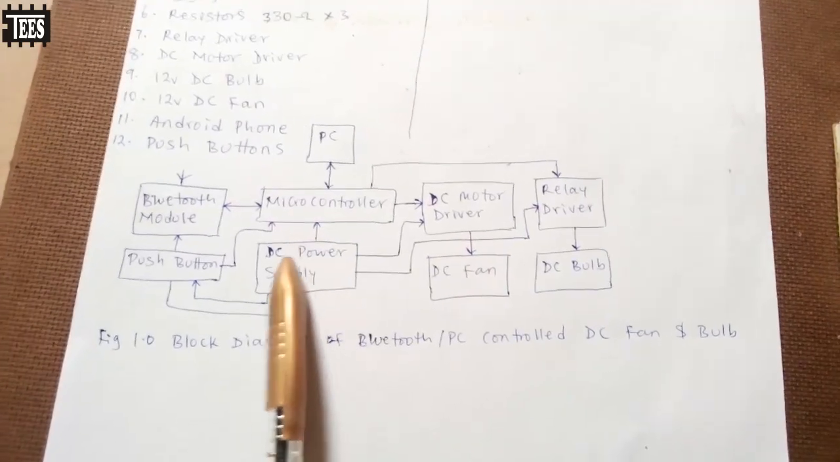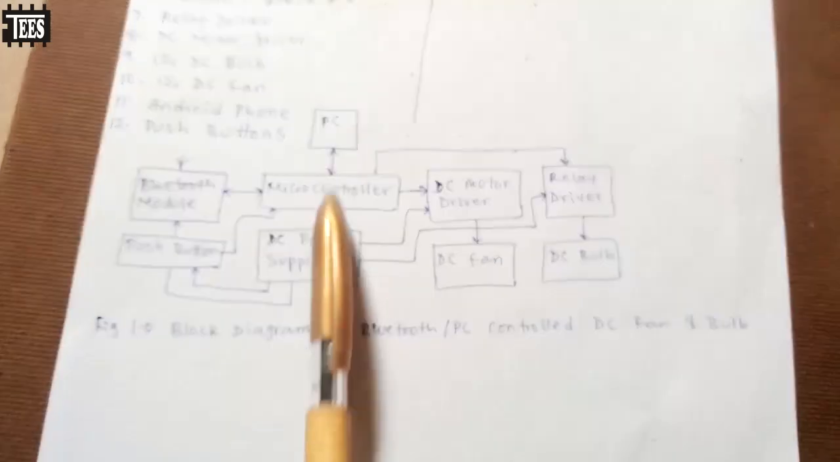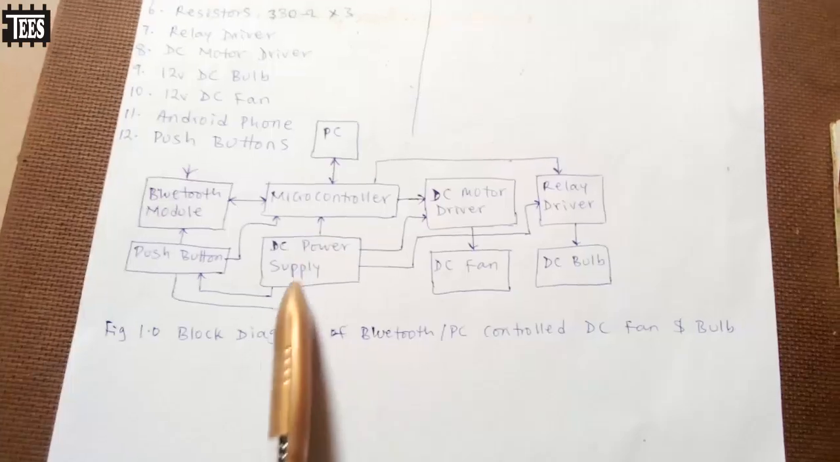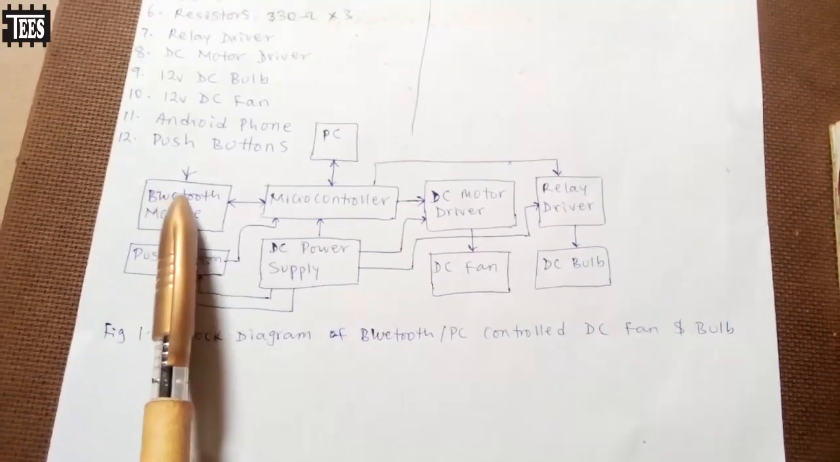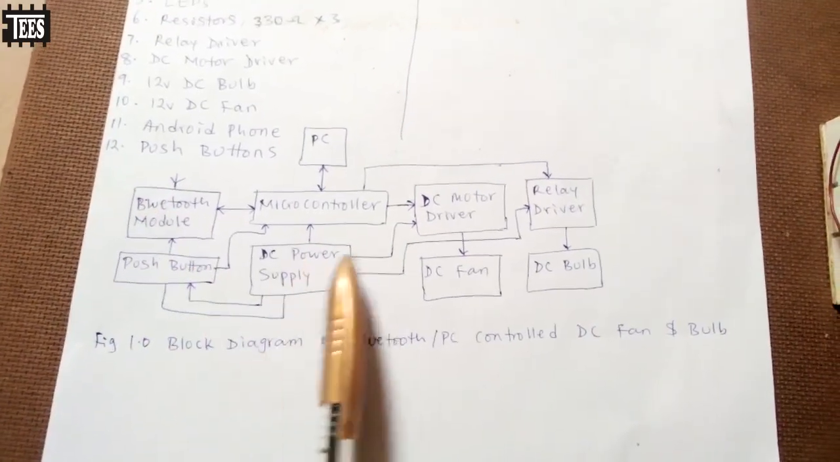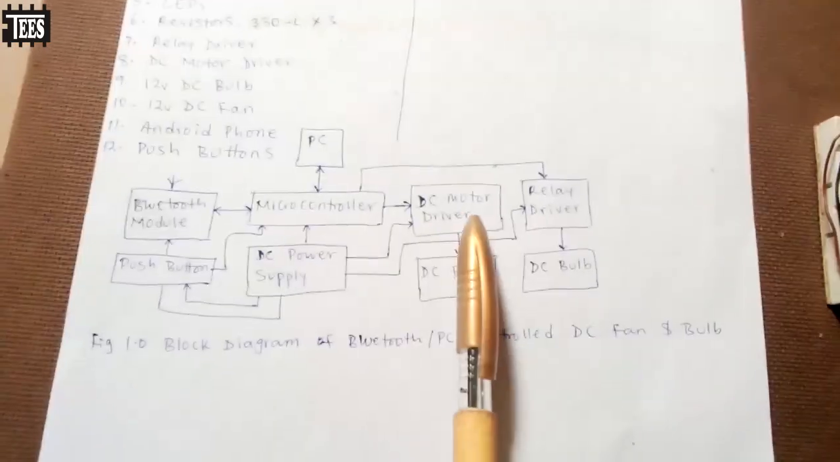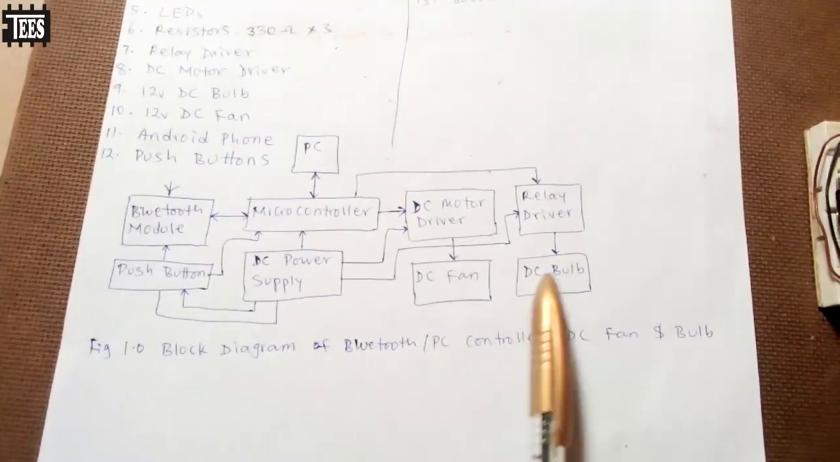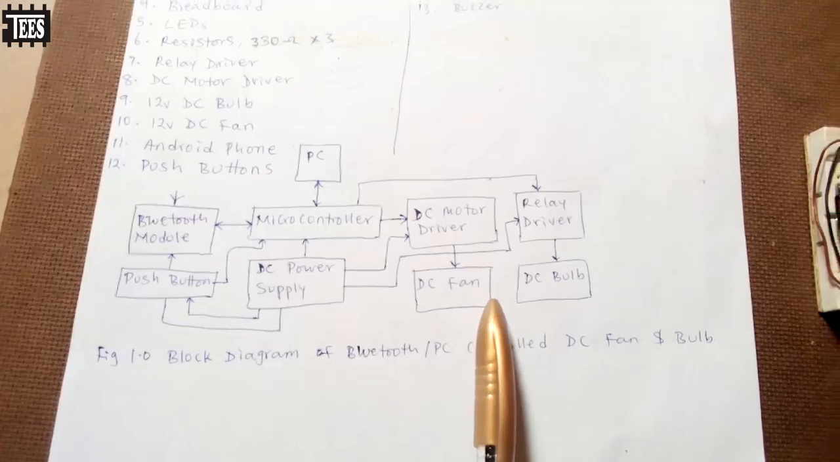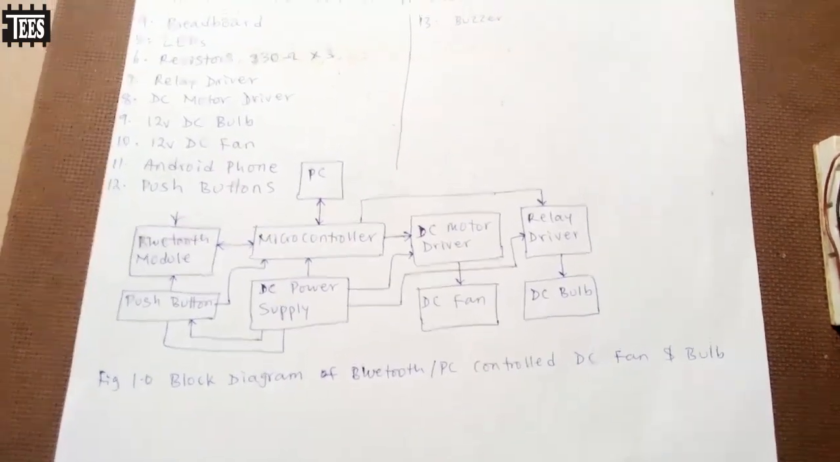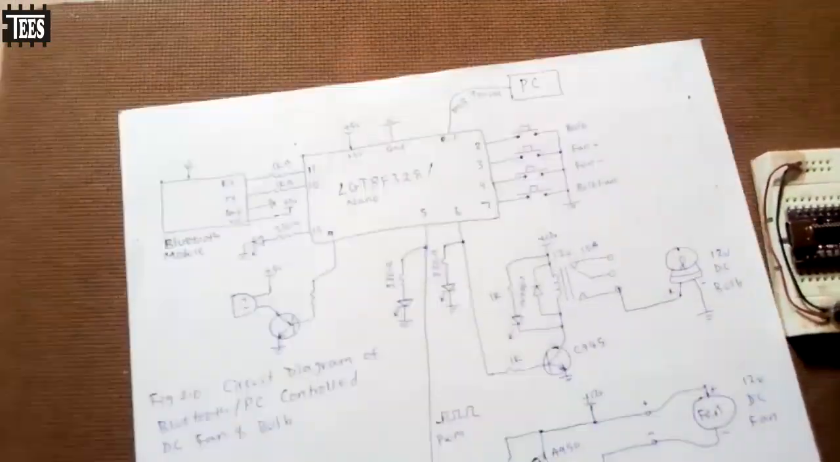So here is the power supply. The microcontroller needs power, 5 volts. 5 volts goes to your Bluetooth module and your buttons. The drivers also need power. 12 volts will be going here because our DC fan and our DC bulb we are using are 12 volts. You understand? So let's take a look at the circuit diagram.